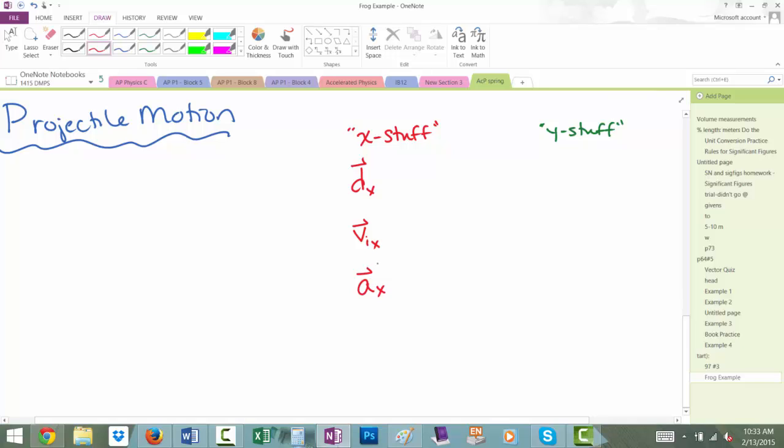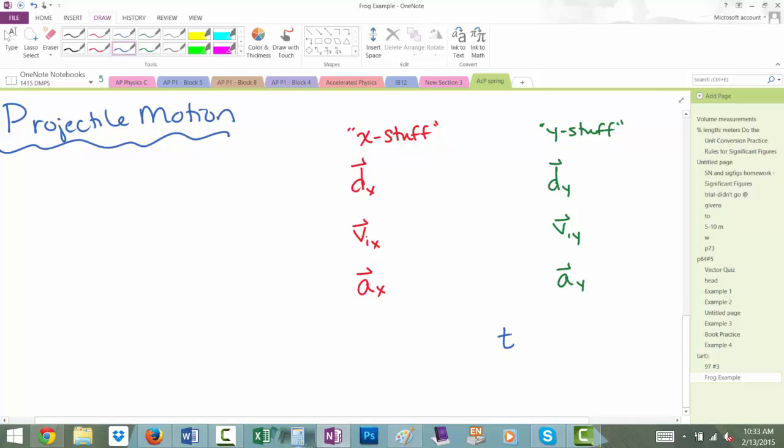Most of the time, for whatever reason on these problems, we don't care about final velocity, so I'm not going to worry about it. Then we're going to do the y stuff. Displacement in the y, the initial velocity, the acceleration in the y, and the thing that ties it all together is what? Time. Yeah. So I generally put time down here on my little chart.